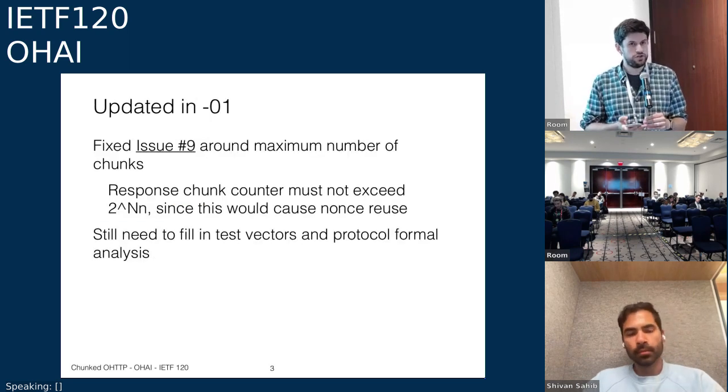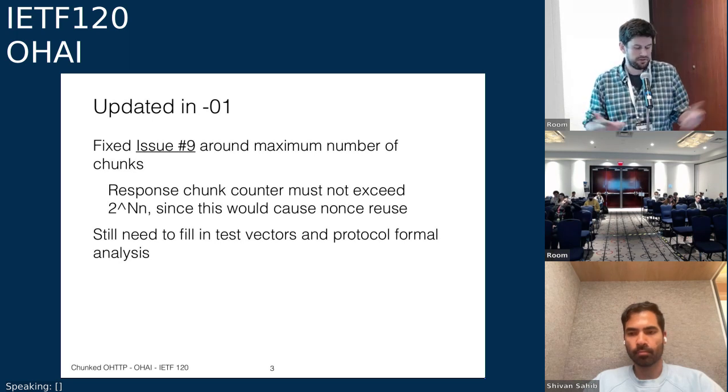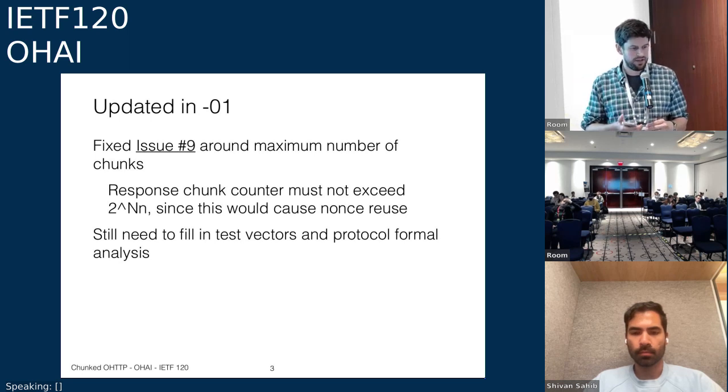So, things that were changed in the 01 version: we fixed one issue, which was an easy one, around how many chunks you could have. HPKE already does this correctly by having a max number, but the responses also needed to specify the same thing. Your counter should not exceed the values that you could store in the nonce for uniqueness, since that would cause nonce reuse. So don't do that.